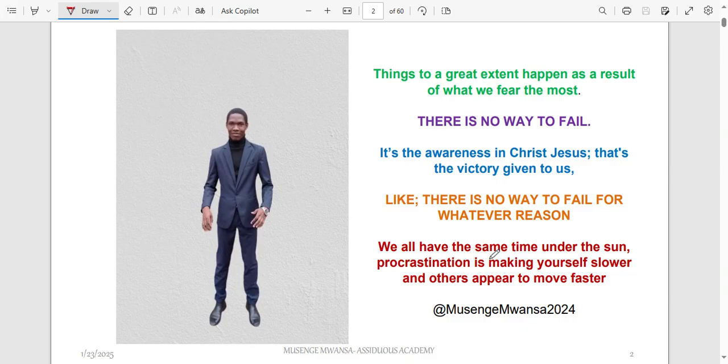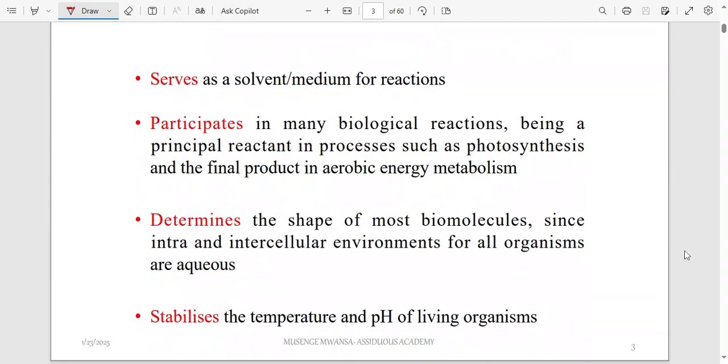Know that we have got the same time under the sun, but procrastination will make others seem to be faster than you and yourself slower. So when you have got time to do something, do it and do it at that very moment.